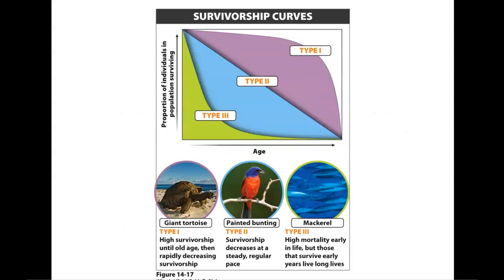And so with these survivorship curves, you can see that there's going to be three different types. You have type 1, which is a high survivorship until old age, then rapidly decreasing survivorship. You have a type 2. These are going to be survivorship decreases at a steady, regular pace. And then you have type 3. That's going to have a high mortality early in life, but those that survive early years are going to have long lives.